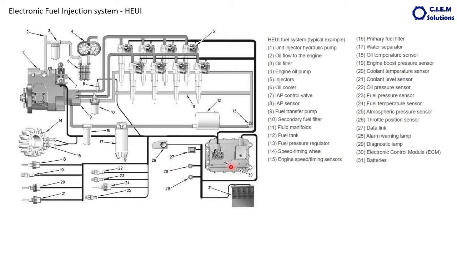This is called the electronic control unit of the engine. This is fitted in the engine. The job of this electronic control unit is governing the fuel quantity, injection timing and injection pressure. These three jobs are done by this electronic control module, not directly, but through the different components.